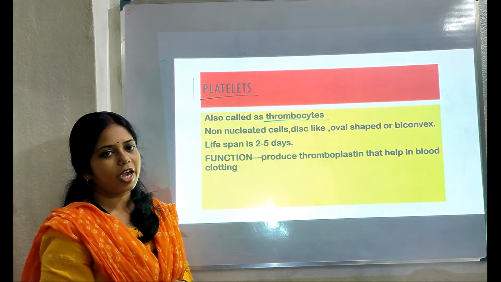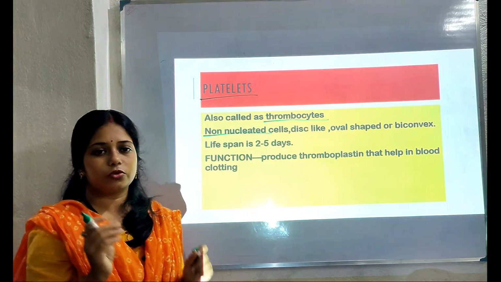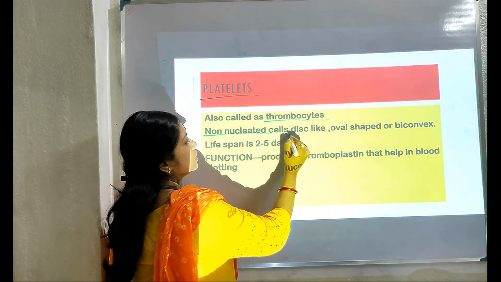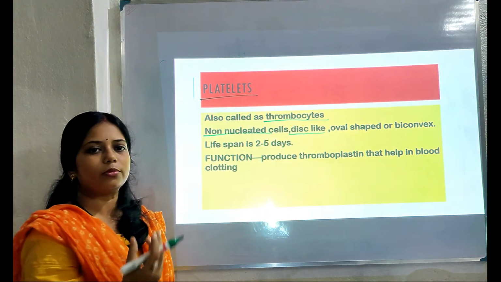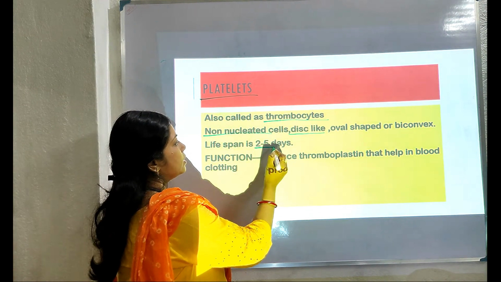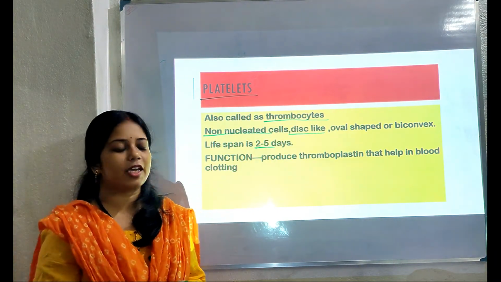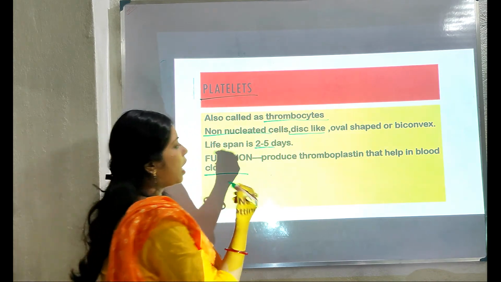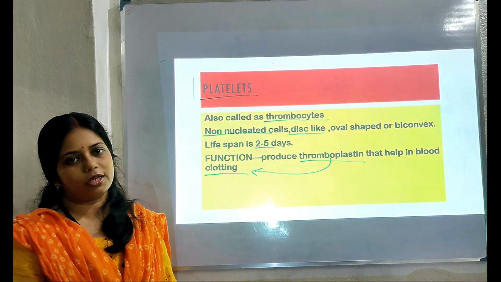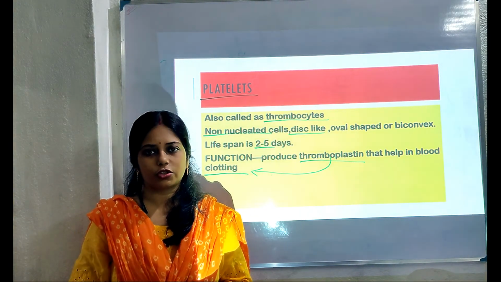What type of cells are they? The platelets are non-nucleated. Remember that like RBCs, the platelets also don't have the nucleus. And they are also disc-like, oval-shaped or biconvex type of structure. The lifespan of platelets is only 2 to 5 days. And their main function, as I have already told, is that they help in blood clotting. How? They produce thromboplastin, and that helps in the clotting of the blood. So students, we have seen the platelets help in the coagulation of the blood.